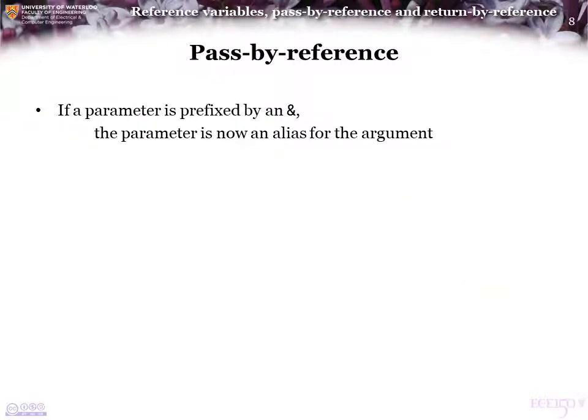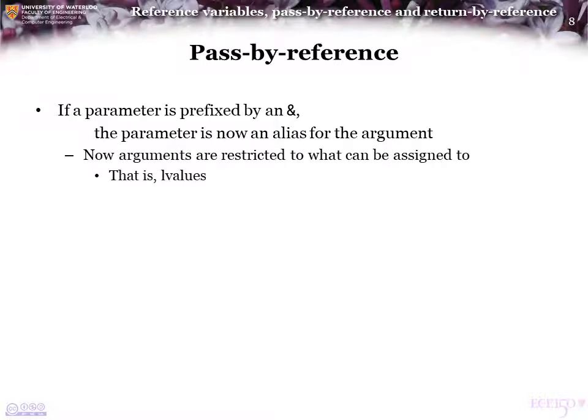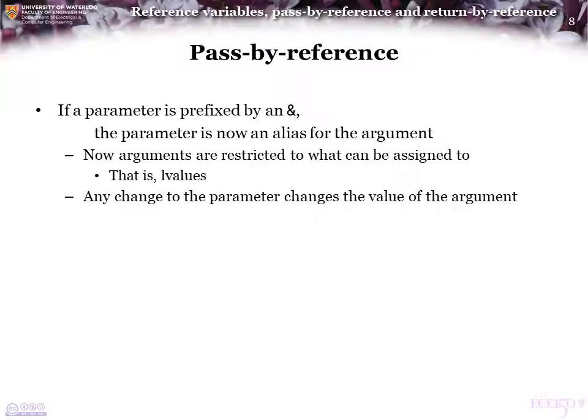Now, if we consider a function where a parameter is prefixed by an ampersand, then the parameter now becomes an alias for whatever argument the function was called with. Now, of course, just like reference variables cannot be initialized with just anything, they have to be initialized with something that can be assigned to. Similarly, if a parameter is a reference parameter, then any argument must also be an L-value.